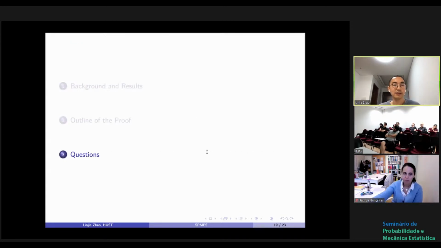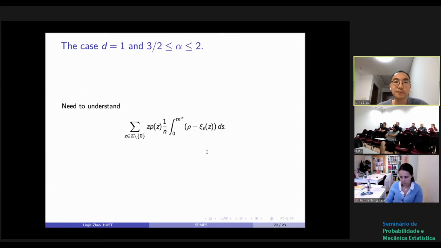And now, in the last part, I have some questions. So the first is the stationary case. In the stationary case, we didn't prove the one dimension for alpha between 3/2 and 2. And in the second part, we see the main problem is to understand this quantity, that is the occupation time of the environment process. So far, I don't know how to deal with this term.